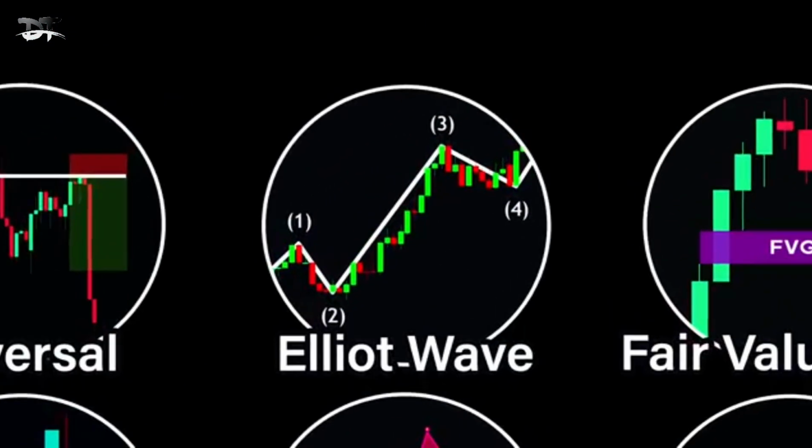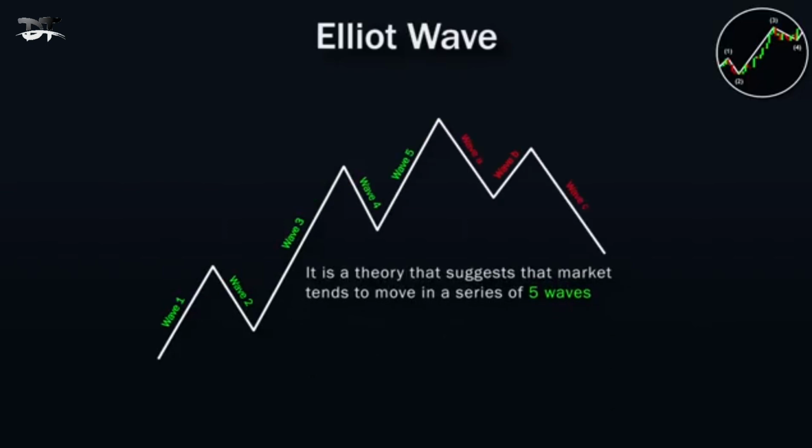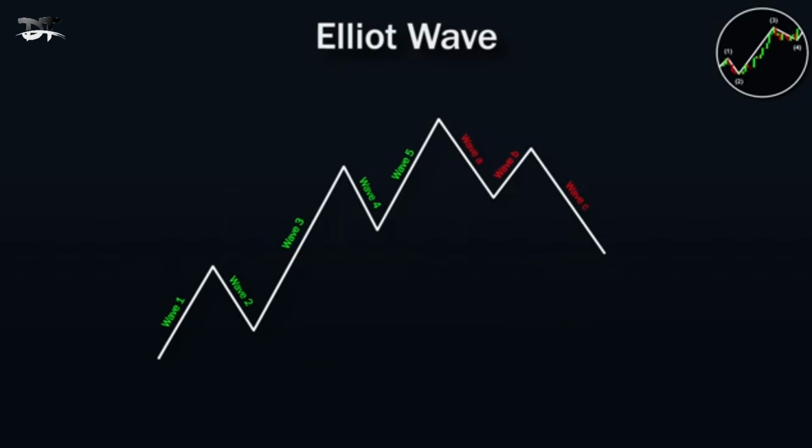Elliot Wave. It is a theory that suggests that market tends to move in a series of 5 waves before reversing and forming another set of waves in the opposite direction. By understanding the Elliot Wave sequence, traders can predict where the price is heading by following the pattern. In a chart, we can label each point of the waves as 1, 2, 3, 4, 5, and ABC. Now, there are specific rules to ensure that a movement is considered as a valid Elliot wave.